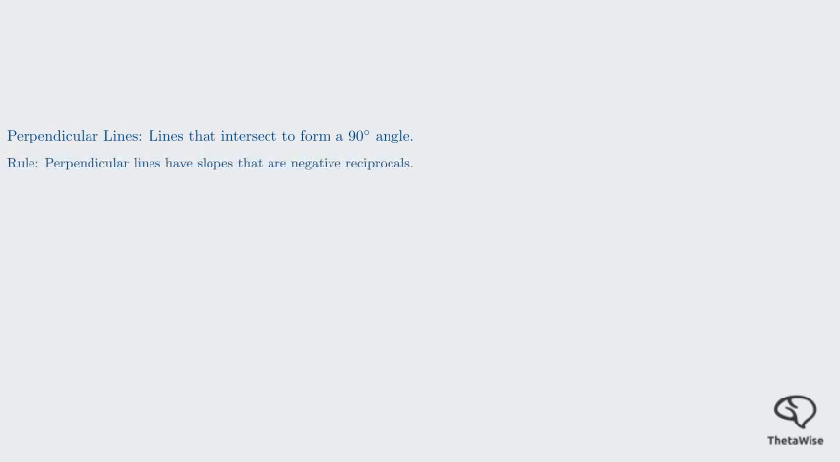Now let's move on to perpendicular lines. Perpendicular lines are lines that intersect to form a perfect 90-degree angle. Think of the corner of a square or the intersection of a horizontal and vertical line. The relationship between their slopes is a bit more complex than for parallel lines, but it's still very predictable. The rule for perpendicular lines is that their slopes are negative reciprocals of each other. This means if you multiply their slopes together, you will always get -1.